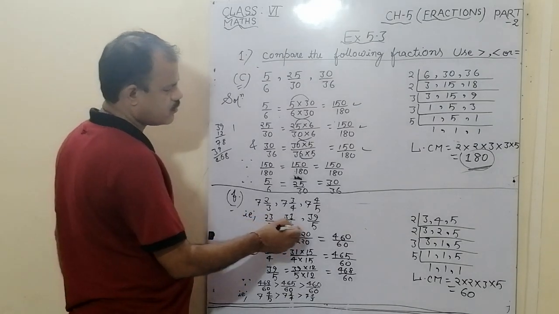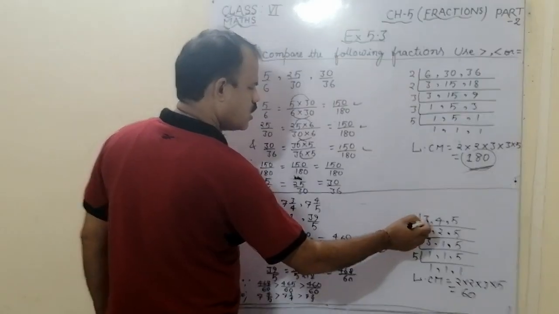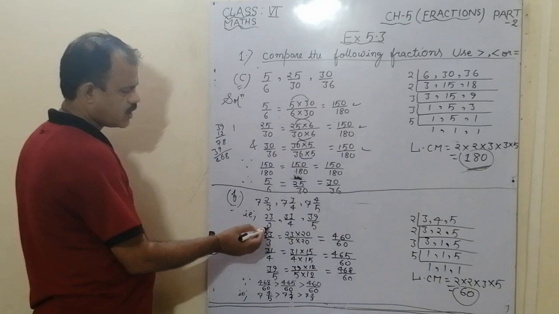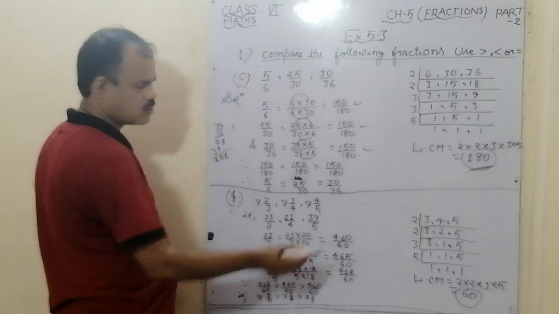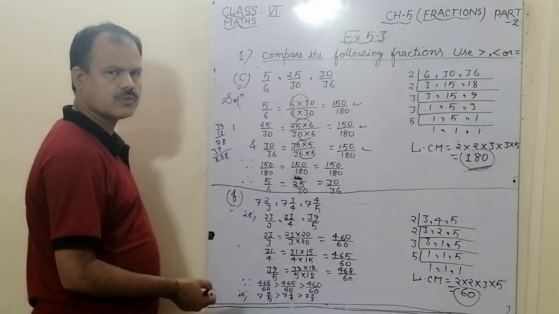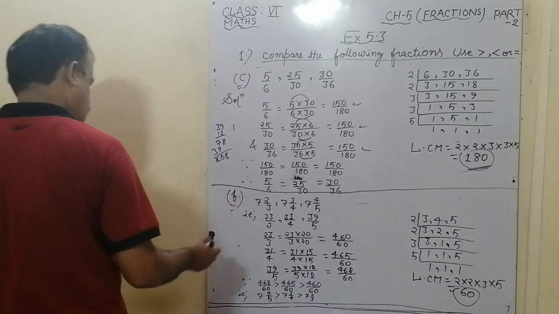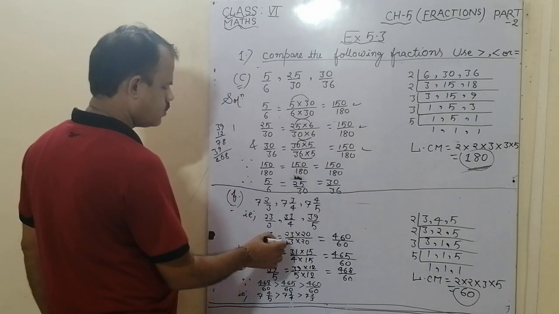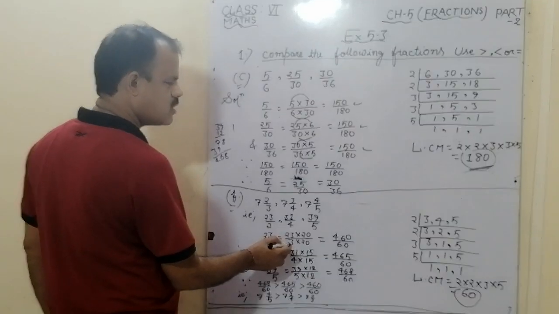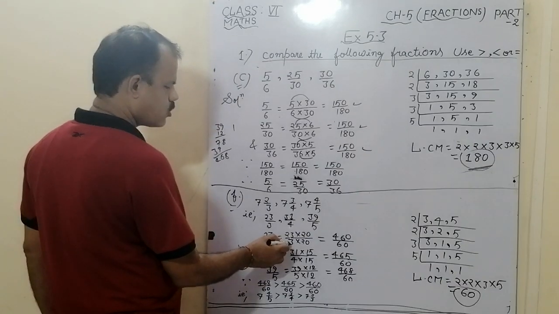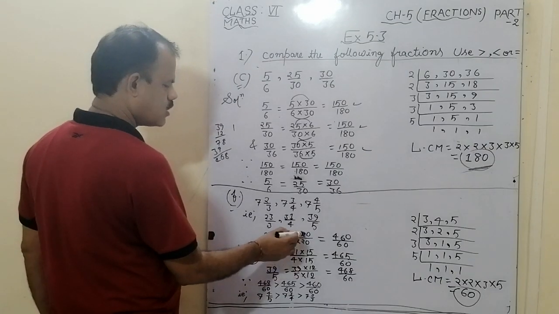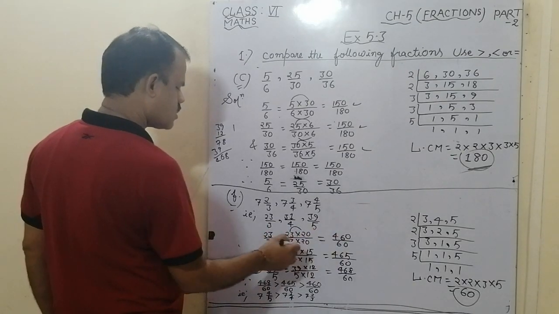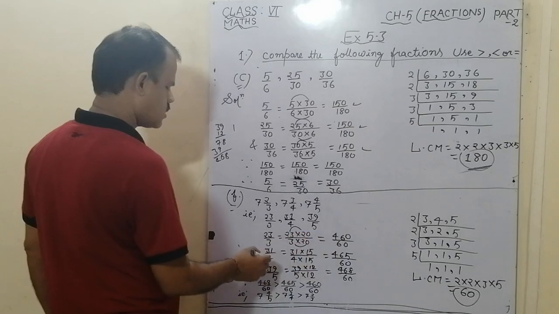The denominators are 3, 4, 5. So here you see the LCM of 3, 4, 5 is 60. Now we have to change this 3, 4, 5 into 60 so that it becomes like fractions. Okay, so see here, 23 by 3. By what number do you multiply 3 so that the product is 60? Yes, 20. So 23 times 20 is 460 and 3 times 20 is 60.